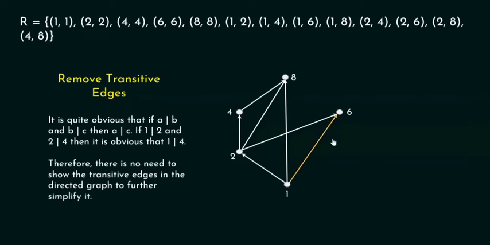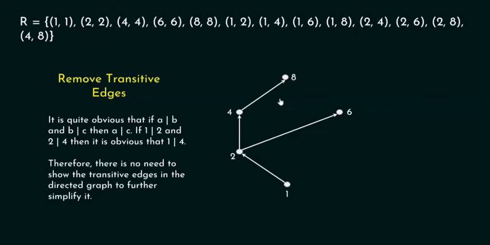Then we must remove this edge from 1 to 6, right? Because 1 is related to 2 and 2 is related to 6, right? It is quite obvious that 1 is also related to 6, so we can remove this. After this, we can remove this edge. And then we can also remove this edge from 2 to 8, right? This edge is quite obvious because 2 is related to 4 and 4 is related to 8. Then obviously we can remove this edge from 2 to 8, which is not required in this case, right?